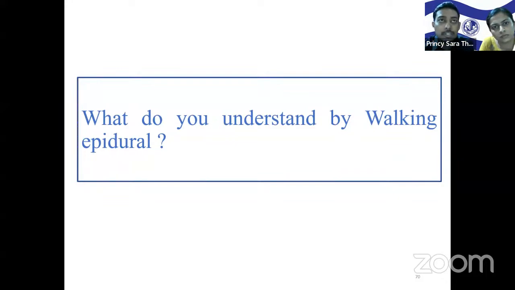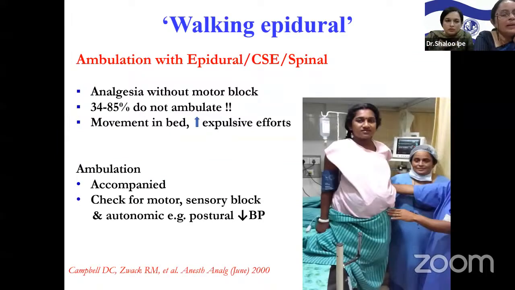Ambulation of the patient should always be assisted by attendants. They are not allowed to ambulate by themselves. Actually, with walking epidurals, you have heard that 85% of the patients do not wish to ambulate. More important than the patient walking around is that the patient can move freely around in the bed and push effectively, and all that is what is most important.